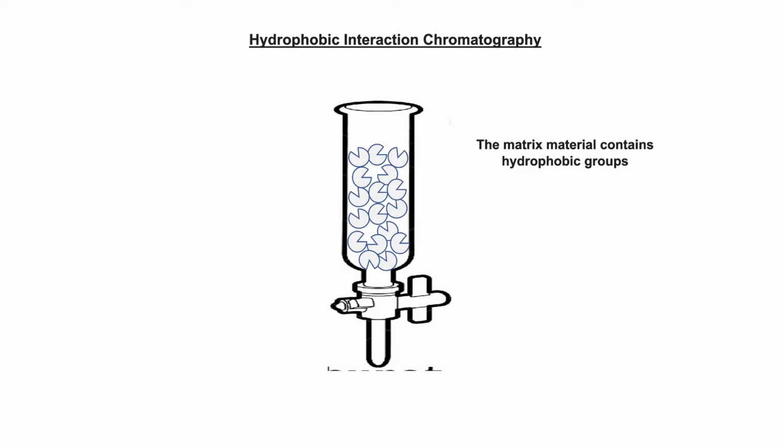In this technique we have a column containing the material with hydrophobic groups, and these hydrophobic groups can be methyl group, ethyl group, propyl group, octyl group or phenyl group. These are the different hydrophobic groups present in the material of the column. So the column is basically hydrophobic in nature.